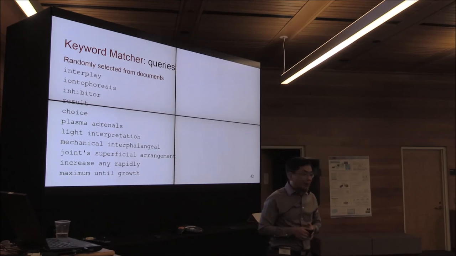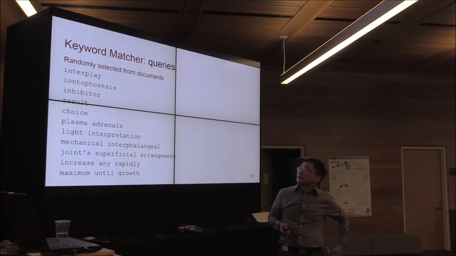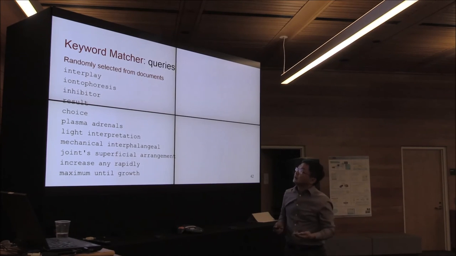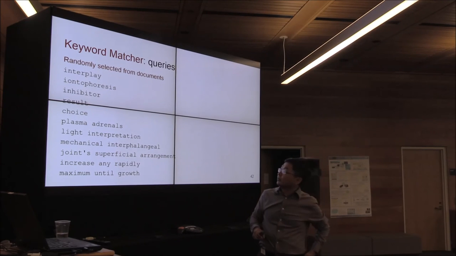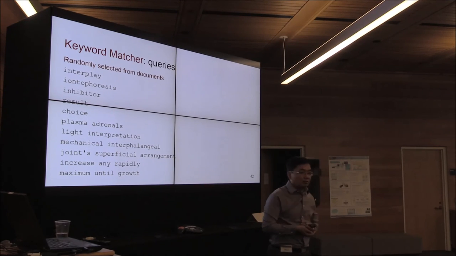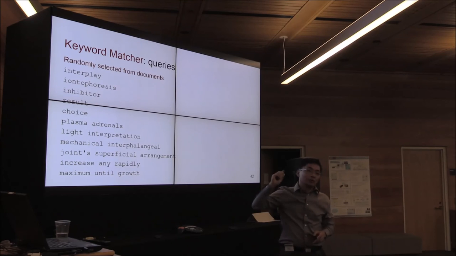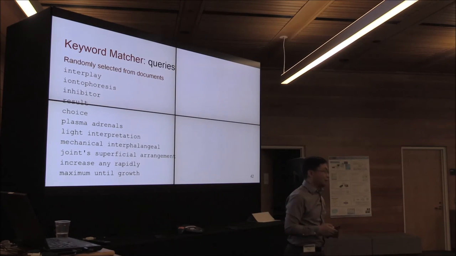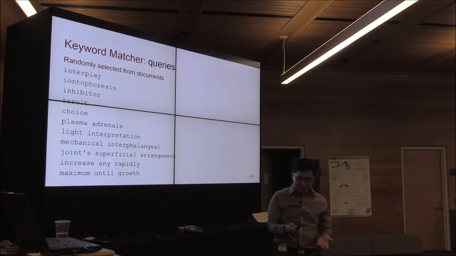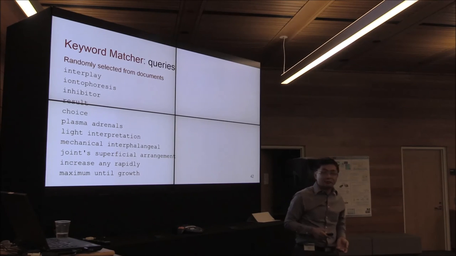So let's talk about the keyword matcher. For the keyword matcher, we randomly pick some of the keywords from the documents, and then we run this keyword query using our inverted index, using Lucene's inverted index, using our operator, which internally uses Lucene's inverted index.